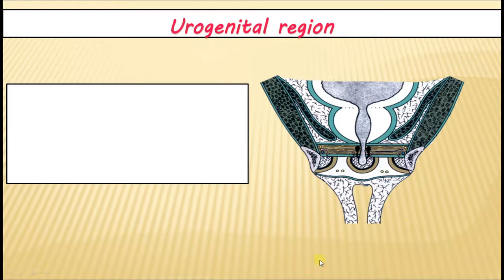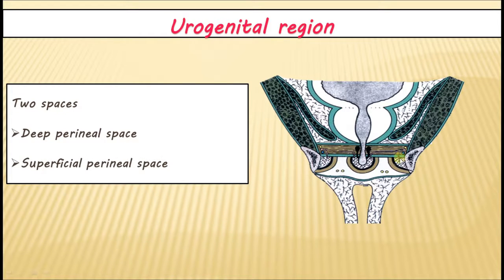So your urogenital triangle or the urogenital region, basically, as I told you, consists of two spaces. One is the deep perineal space, and the other one is the superficial perineal space. So this space is lined by two layers of fascia above and below, the superior and inferior fascia of the urogenital diaphragm, whereas the posterior superior boundary of the superficial space is the perineal membrane, and the anterior boundary is the Colles fascia, or the superficial fascia of the perineum.